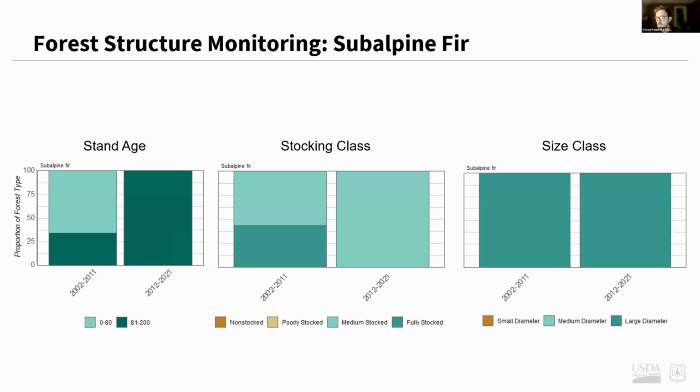So when we start to examine these less common forest types, interesting patterns can start to emerge, even if confidence intervals expand for a given estimate. Here we see 3 different plots showing 2 different monitoring periods. So the same 2002 to 2011 on the left side of each plot and 2012 to 2021 on the right side of the plot.